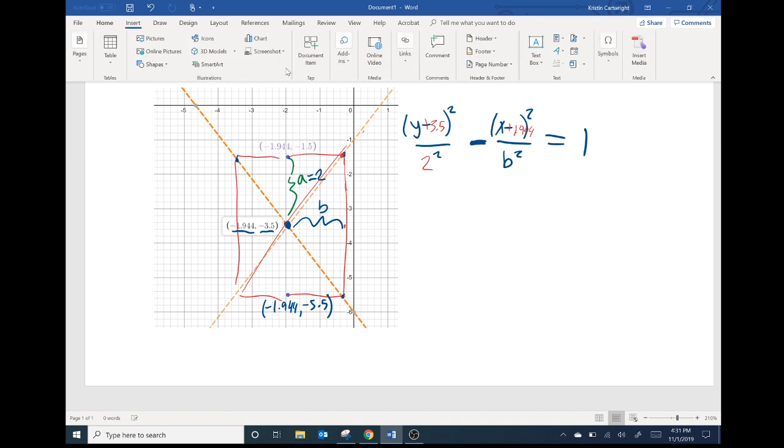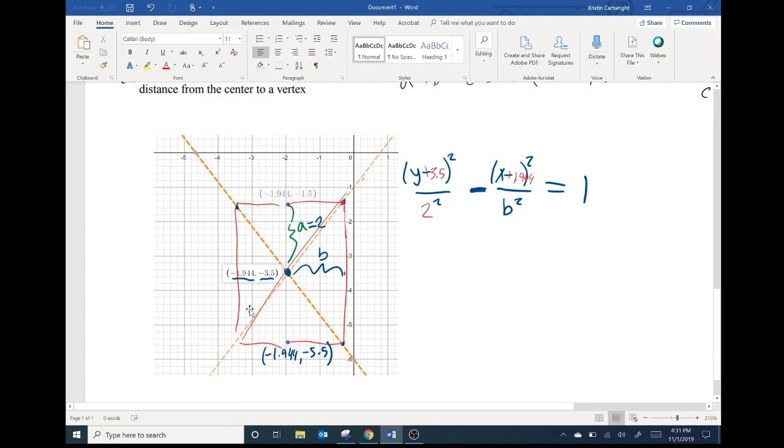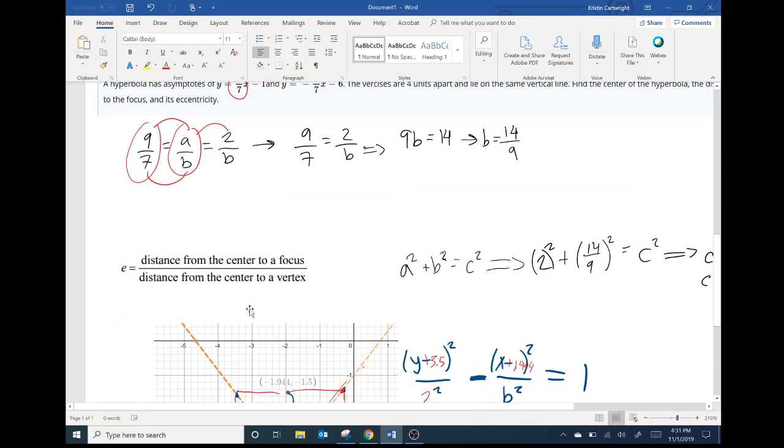So if I scroll up here, I've already written a few things down. A over B is my slope. I also know something about my slope from the equations of the lines. 9 over 7 is my slope. So it seems like A should be 9 and B should be 7. But wait a minute, we just said A was 2. Down here, right? We said A was 2. So how can A be 9 and A be 2?